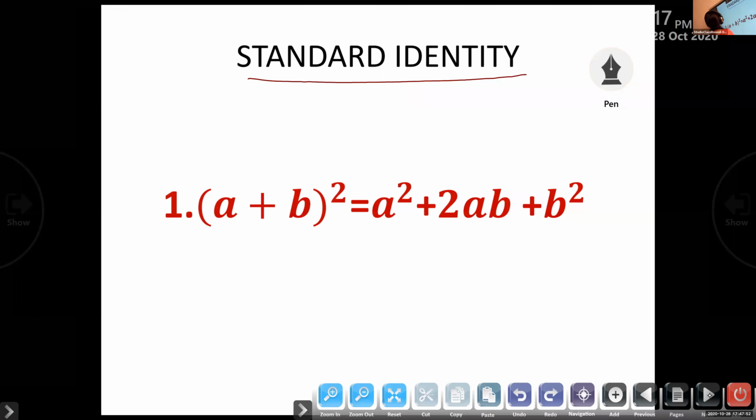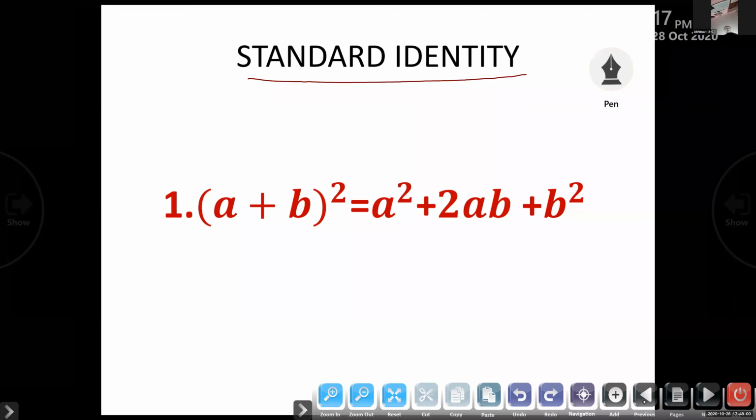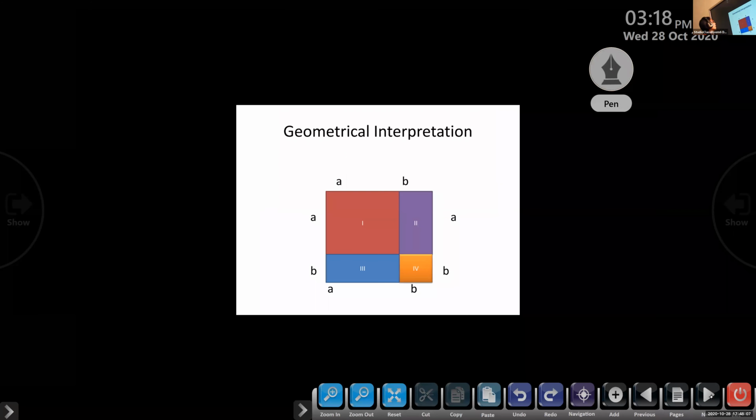(a plus b) whole square is equal to a square plus ab plus ab plus b square, which is a square plus 2ab plus b square. Okay. Next, I'm going to explain how geometrically we can prove this.